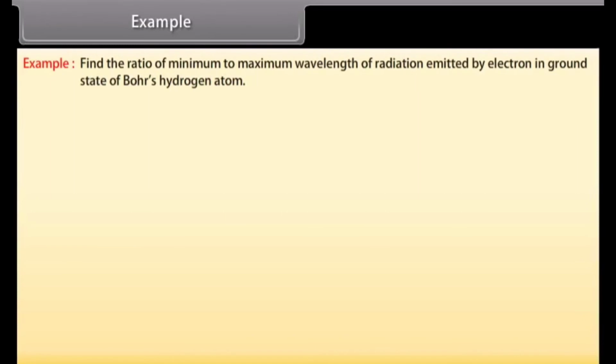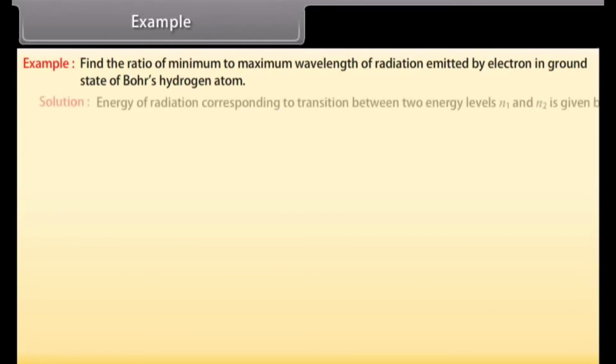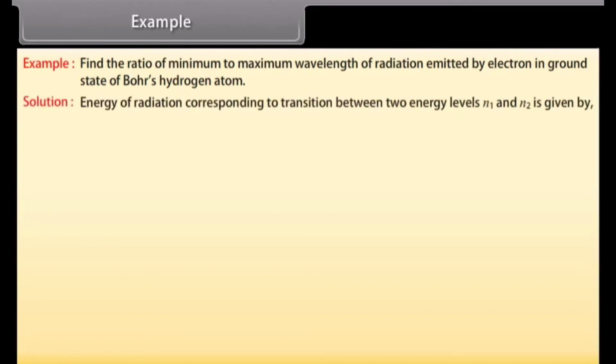Example. Let's take an example of Bohr's model of the hydrogen atom. Let's see the solution. Find the ratio of minimum to maximum wavelength of radiation emitted by electron in ground state of Bohr's hydrogen atom. Energy of radiation corresponding to transition between two energy levels n1 and n2 is given by 13.6 multiplied by 1 upon n1 square minus 1 upon n2 square electron volt. E is minimum when n1 is equal to 1 and n2 is equal to 2.